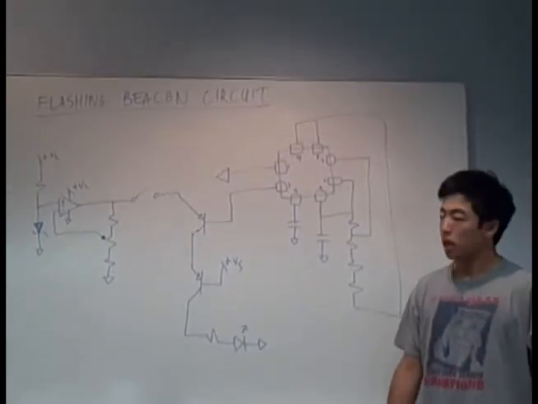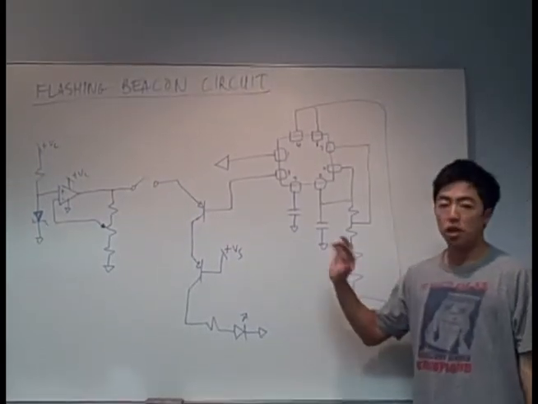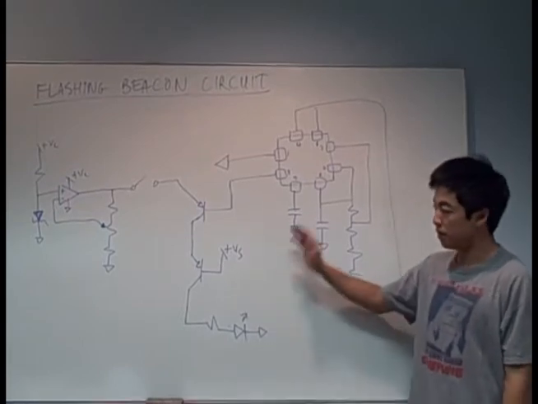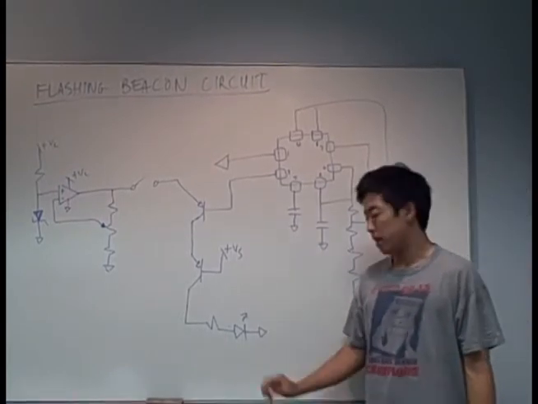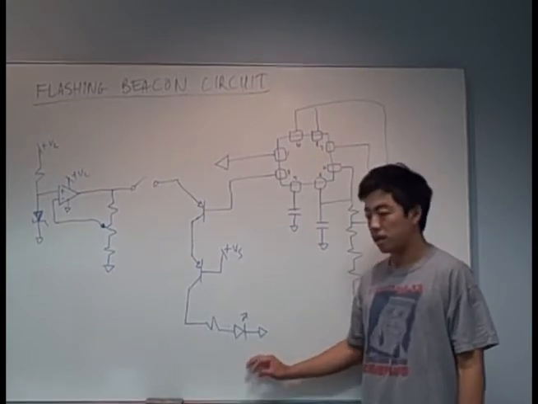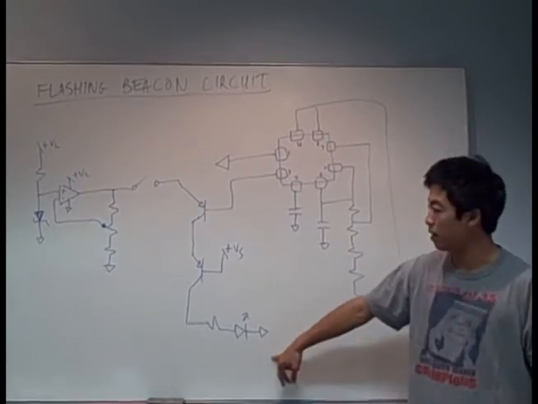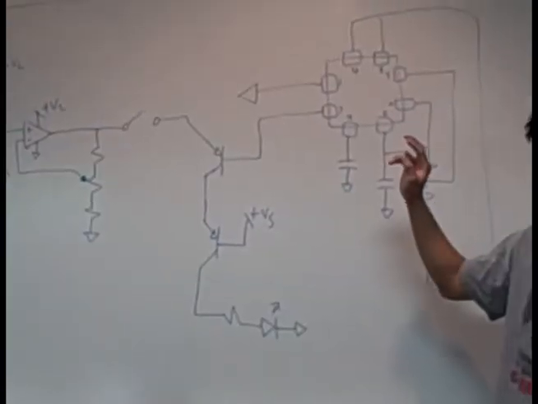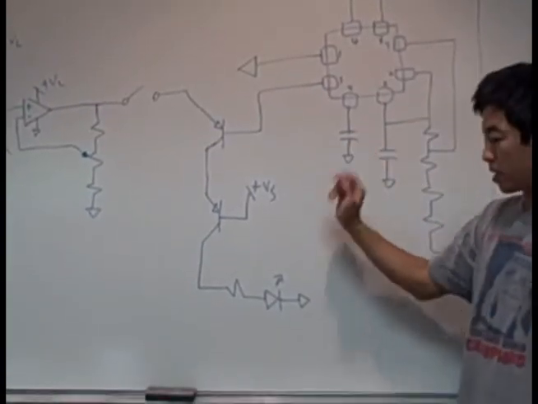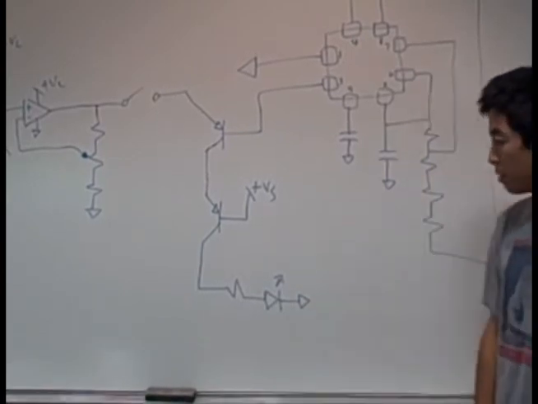Ready? So now I will be explaining the flashing beacon circuit. The objective of this circuit is to have an LED turn on when it is nighttime and turn it off when it's daytime. This LED needs to be supplied with a constant voltage and current, as well as be on for 0.1 seconds for every 1 second.